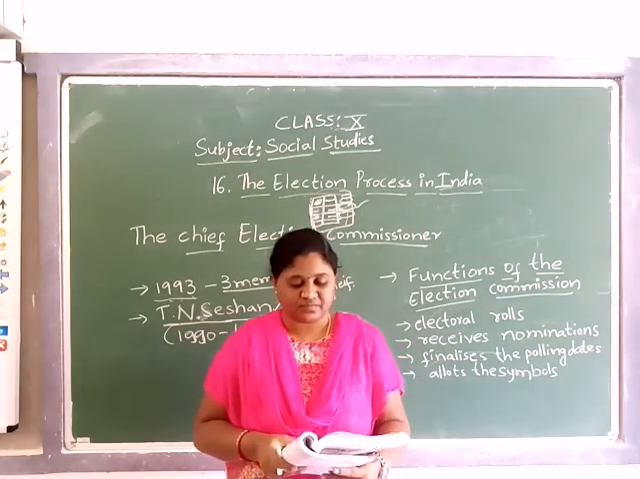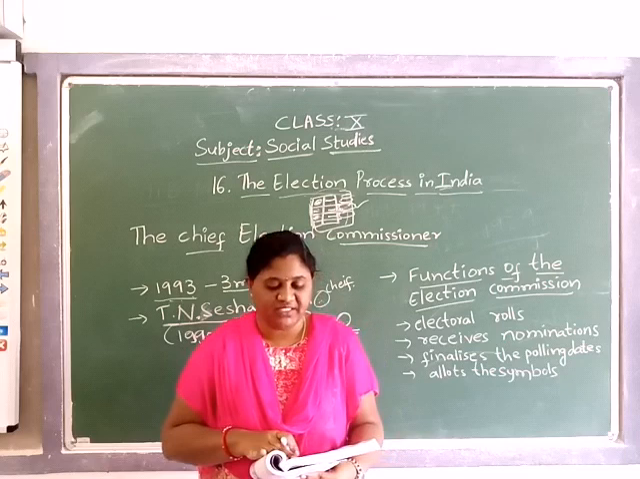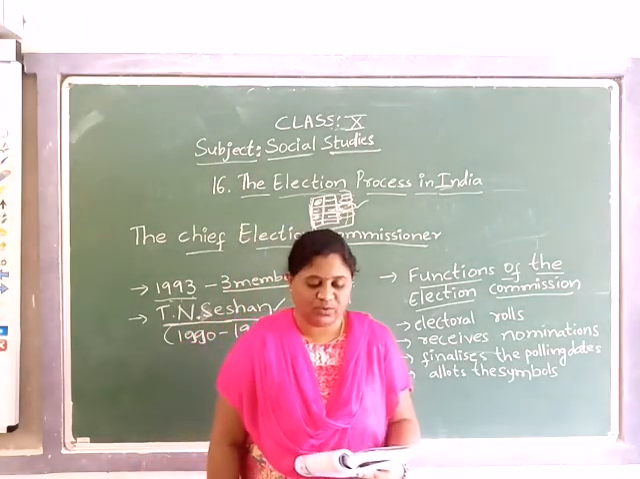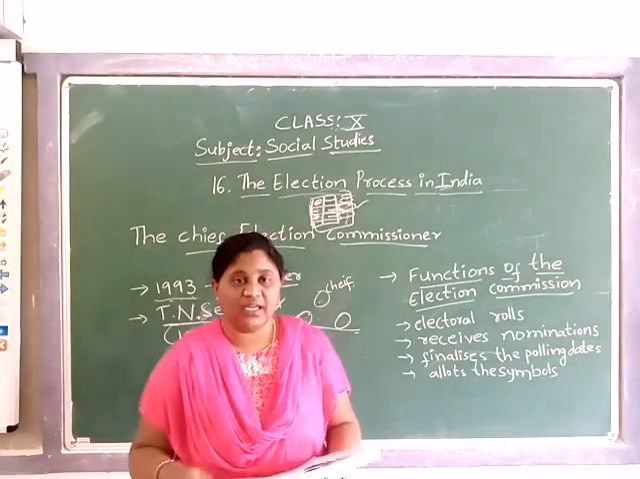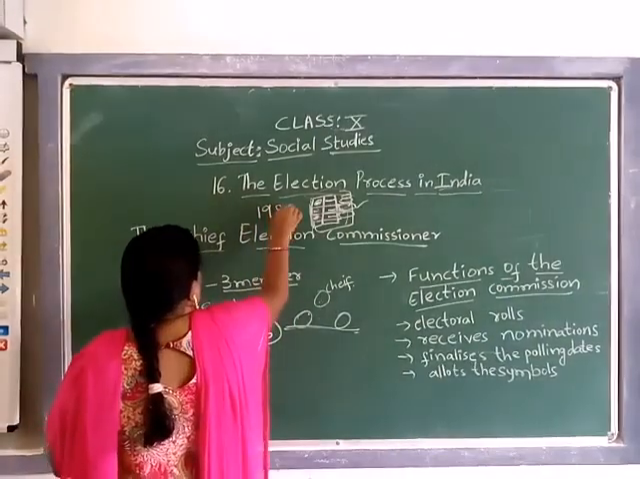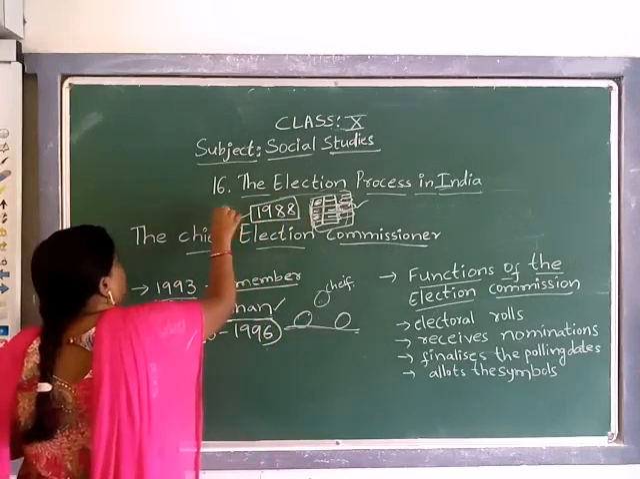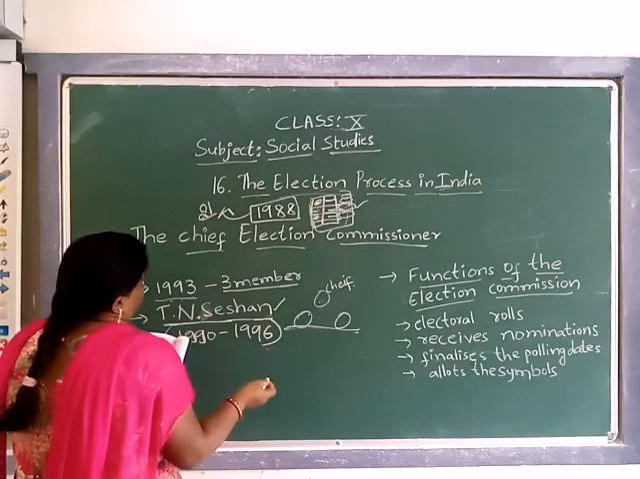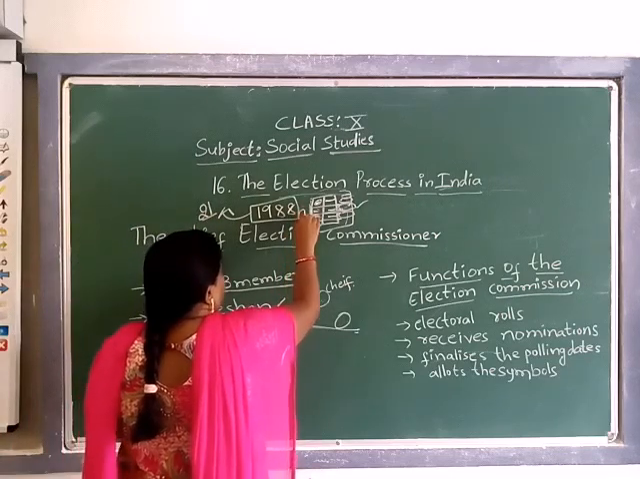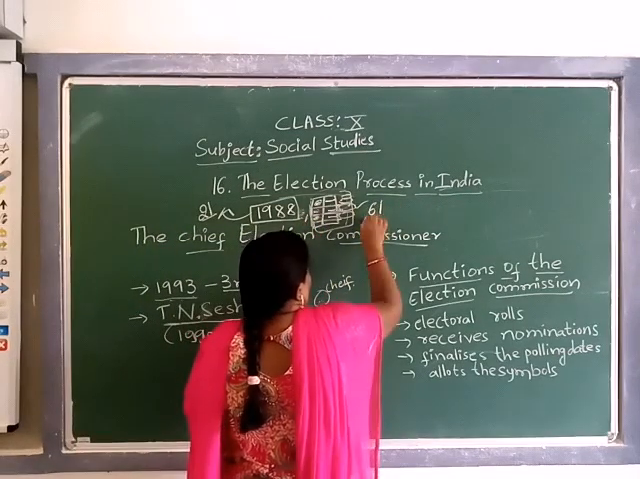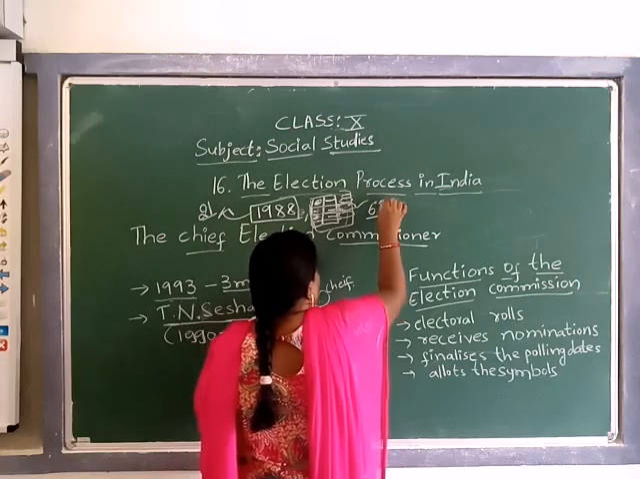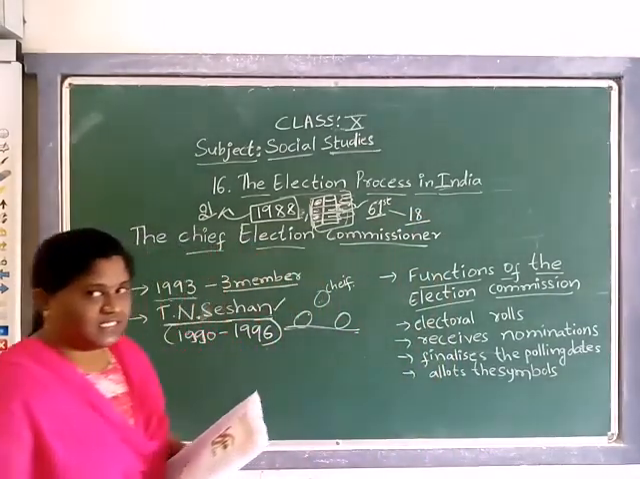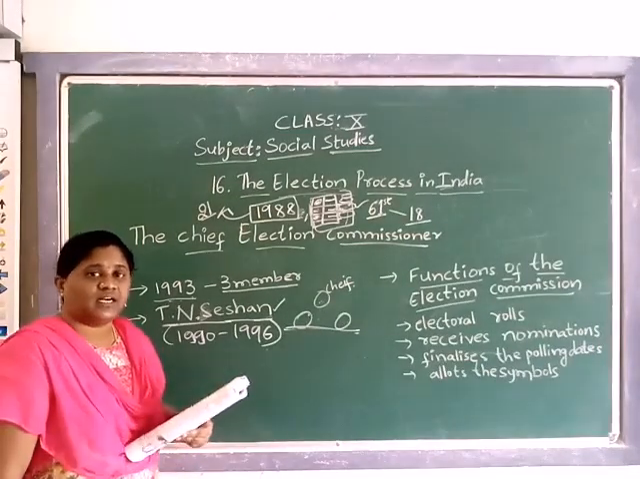Initially, the Constitution of India declared 21 years as the voting age. But in 1988, the 61st Amendment was passed, and this was reduced to 18 years. Before 1988, only a person who had completed 21 years had the right to vote. But after 1988, by the 61st Amendment, they reduced it to 18 years. Those who have crossed 18 years have the right to vote.